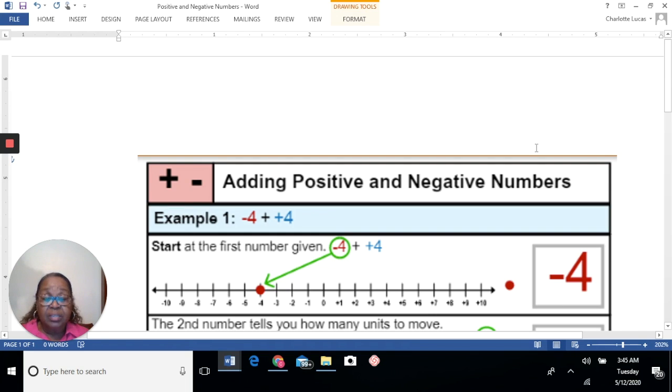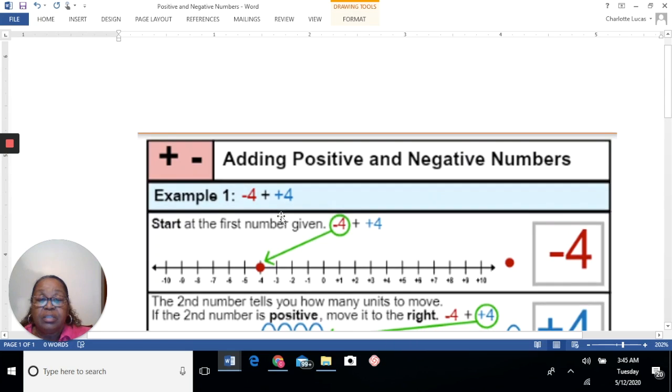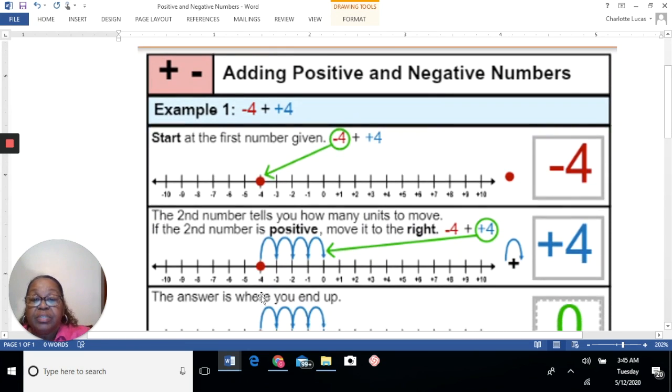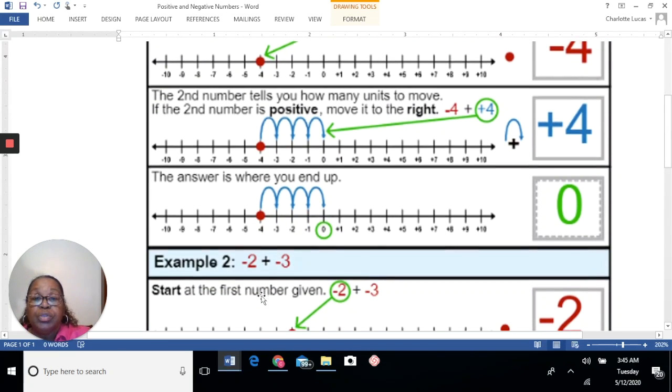So we're adding positive and negative numbers. Our first example, negative 4 plus a positive 4. So in order for us to start, the first thing we do is go to the negative 4. And we will put our dot on the negative 4. 1, 2, 3, 4. And to add, the second number is going to tell us what to do next.